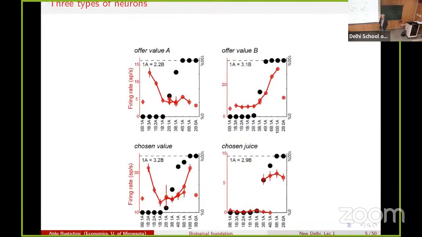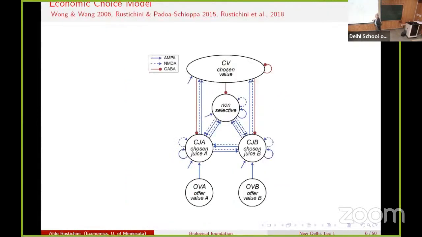Because once you understand this, then you write down a model. It's a simple mathematical model. Again, it's a stochastic process. You can check it with the data and you see, does it reproduce the data? So maybe this is what is going on.